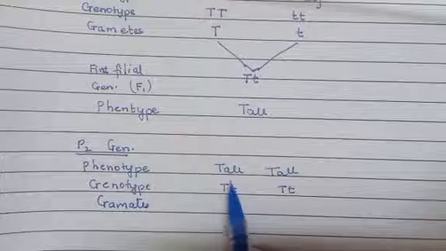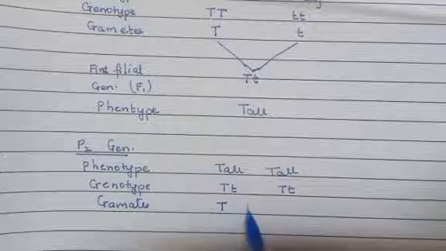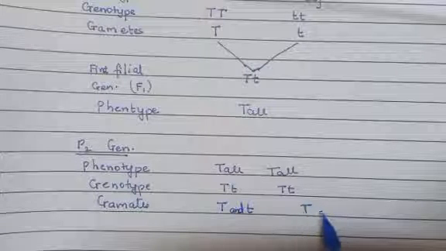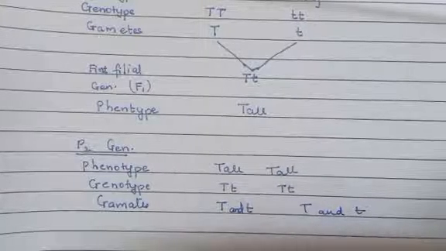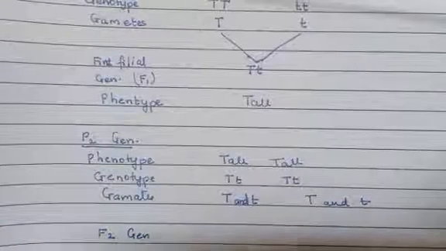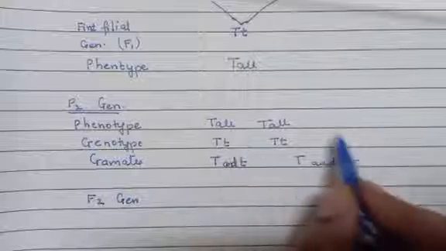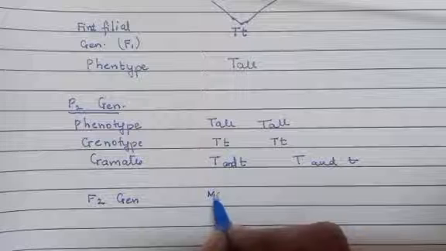If you see one plant, this we can take as one plant. It has two gametes, T and t. This also has two gametes, T and t. Now their different combinations will take place in the second generation, that is F2. Now let's see what happens in the F2 generation. One plant we consider as male and one plant we consider as female. So we'll write male gamete.